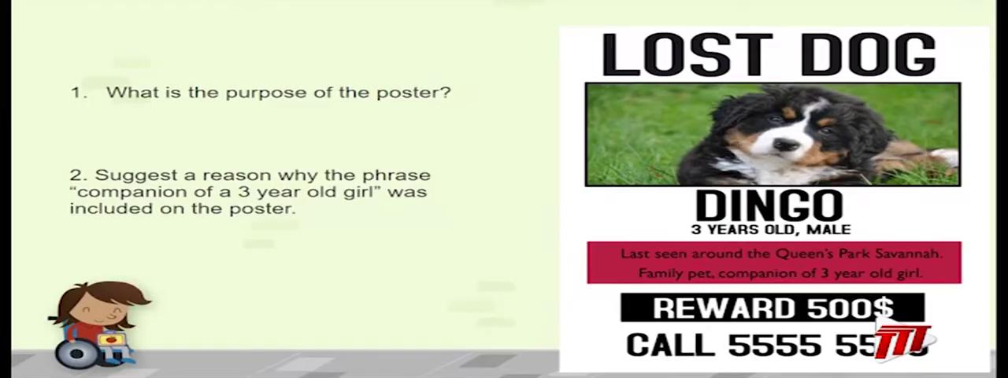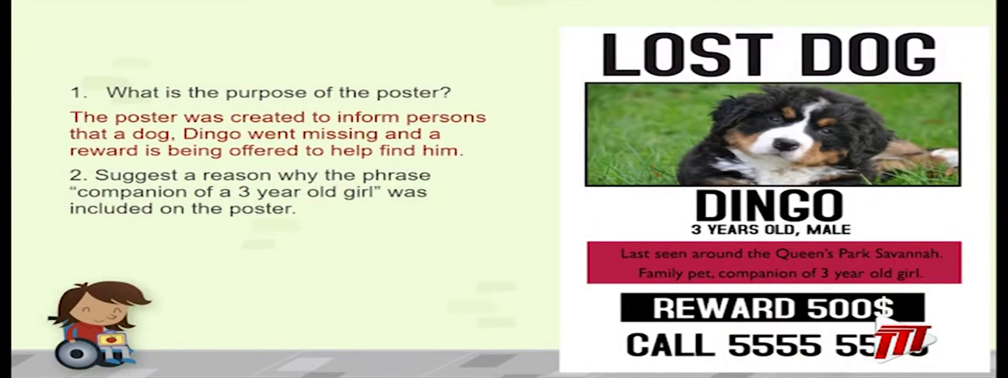Let's see what answers we can come up with to these questions. Again, let's take a look at the questions together with the graphic. What is the purpose of the poster? Suggest a reason why the phrase "companion of a 3-year-old girl" was included on the poster. Remember what we just learned? The purpose would be the reason for making the poster. The reason the owners made the poster was to inform persons that a dog, Dingo, went missing and a reward is being offered to help find him.